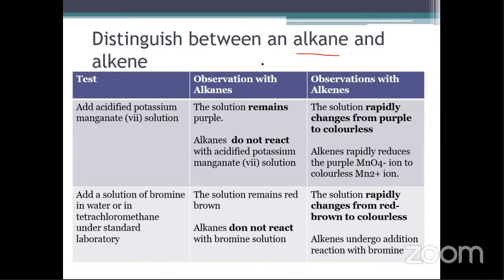Again, you have a test that you can use to tell the difference between an alkane and an alkene. You can add acidified potassium manganate, or you can add a solution of bromine water. If you add acidified potassium manganate and it's an alkane, it will remain purple. But if it's an alkene, it will change from purple to colorless. With bromine water, if it's an alkane, it will remain red-brown. But if it's an alkene, it will change from red-brown to colorless. All of those is because of the alkene's ability to undergo addition reaction.